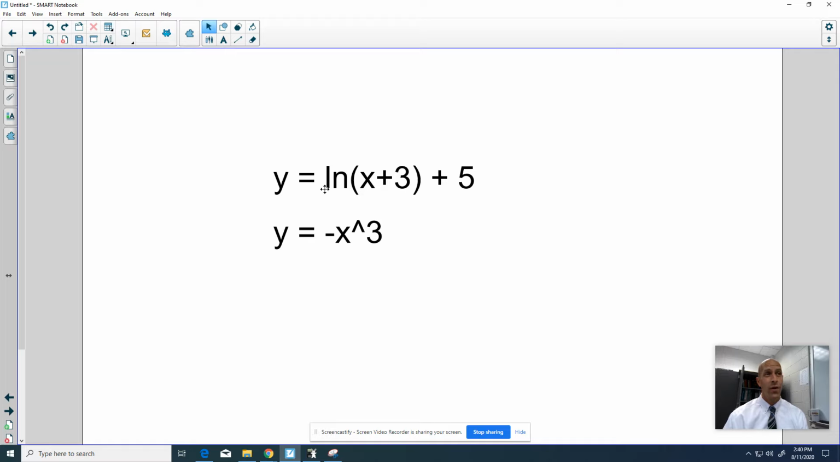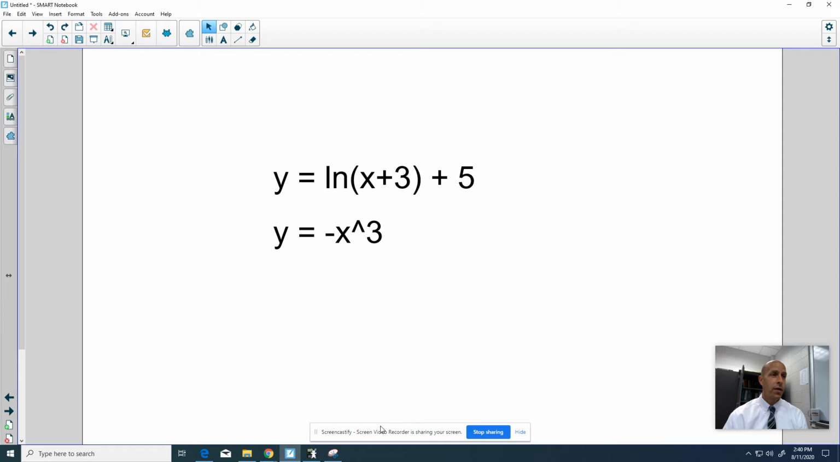The first equation involves a logarithm. The second equation involves negative x to the third. I'd like you to think about how you might solve that, even if you use the substitution method where you just put this negative x to the third over here. What are you going to do to try to solve that?